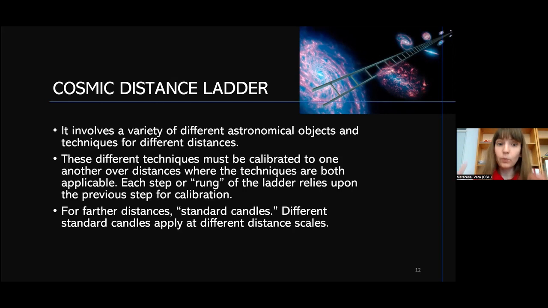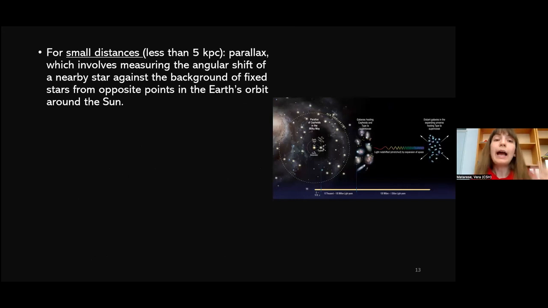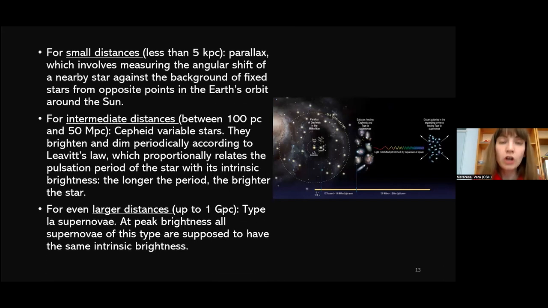And then for further distances, we use the standard candles, which are those stars about which we know their intrinsic brightness, okay? So as I said, we have different techniques for different distances. For smaller distances, we have more geometrical techniques like the parallax. For intermediate distances, in the case of the Hubble constant, we have the Cepheid variable stars, because their intrinsic brightness is proportionally related to the pulsation period of these stars. And so basically, the longer the period, the brighter the star. And so by knowing their apparent brightness, we can also calculate their intrinsic brightness.